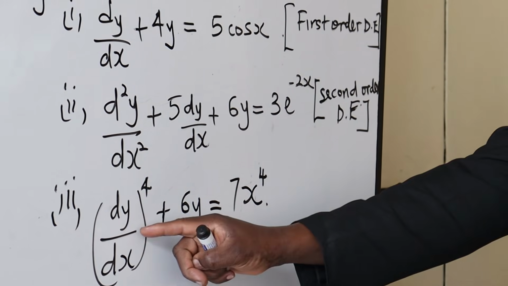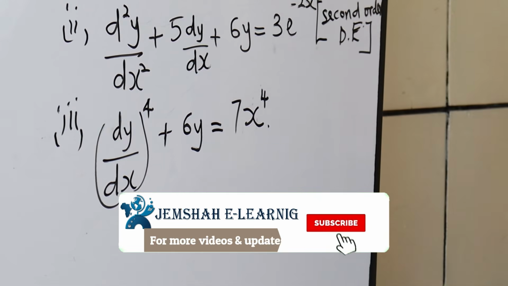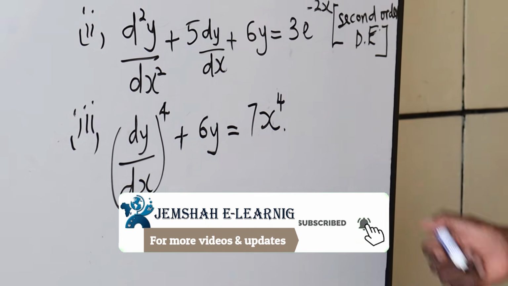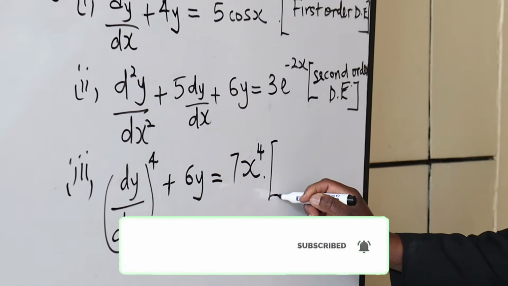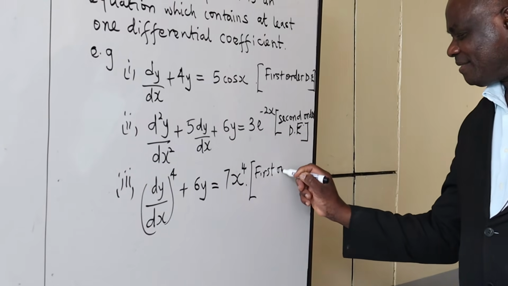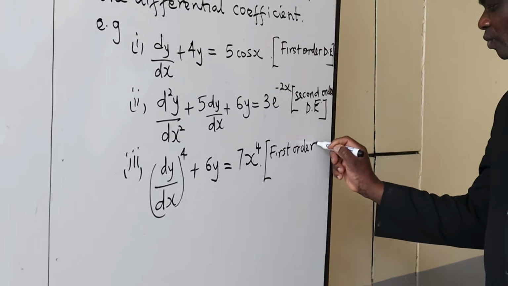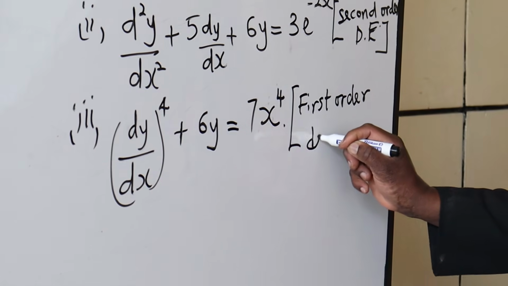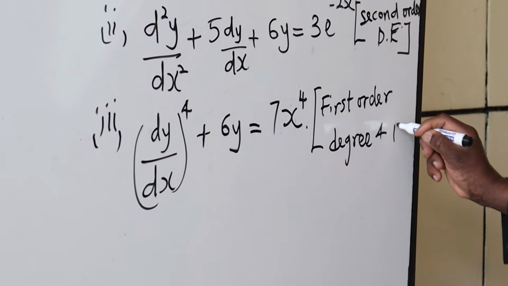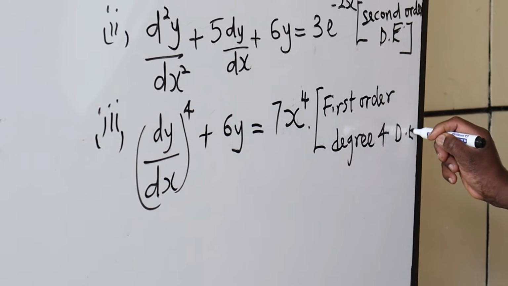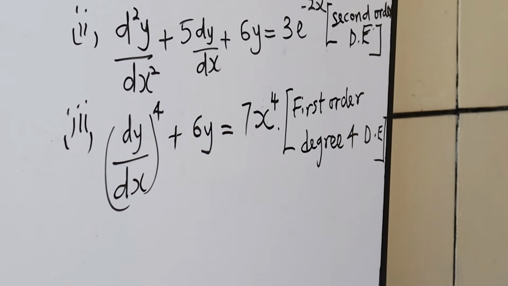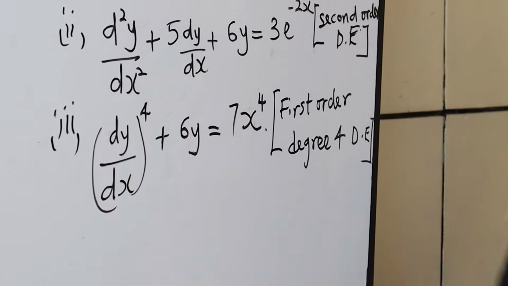Now the third one, the highest derivative is the first derivative, but it is put to power 4. So we will call this a first order, degree 4 differential equation, because it is put to power 4.